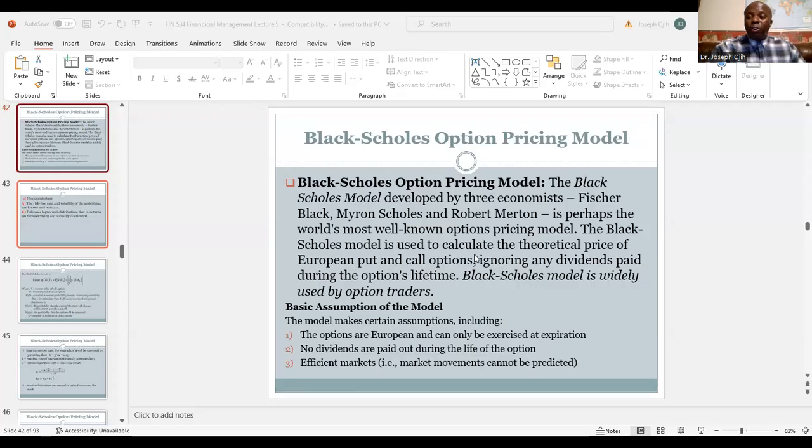The topic of this lecture is the Black-Scholes Model. Black-Scholes Model is the model for pricing options, especially call options. Many option traders use it a lot. So what exactly is the Black-Scholes model?